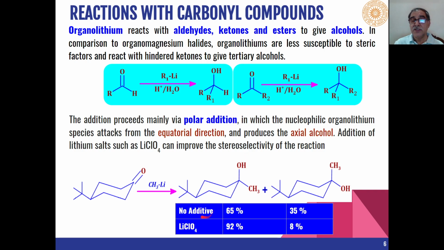And you can see that when we are not adding any additive to this, 65% of the axial alcohol and 35% of the equatorial alcohol is formed. And this stereoselectivity can be improved if we add some lithium salts to this. For example, if we add lithium perchlorate, this can improve the stereoselectivity, raising it from 65% of the axial alcohol to 92% of the axial alcohol.